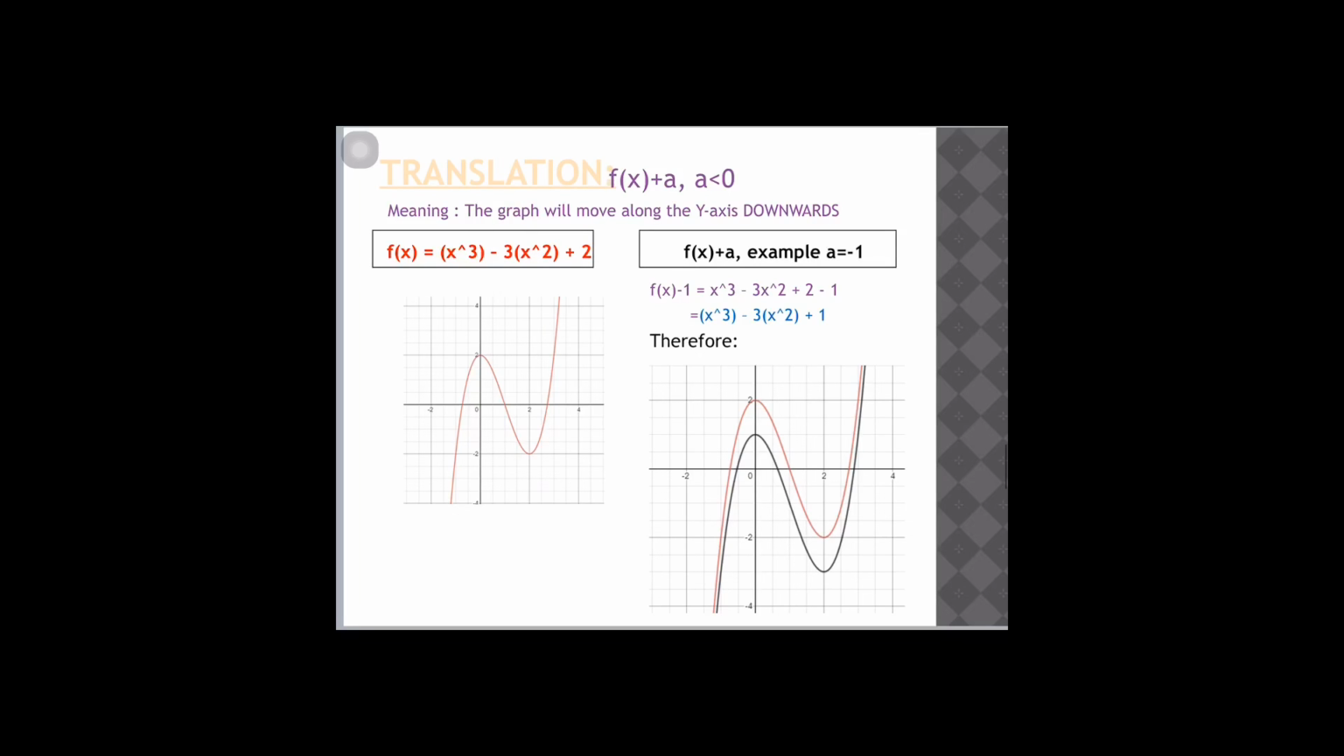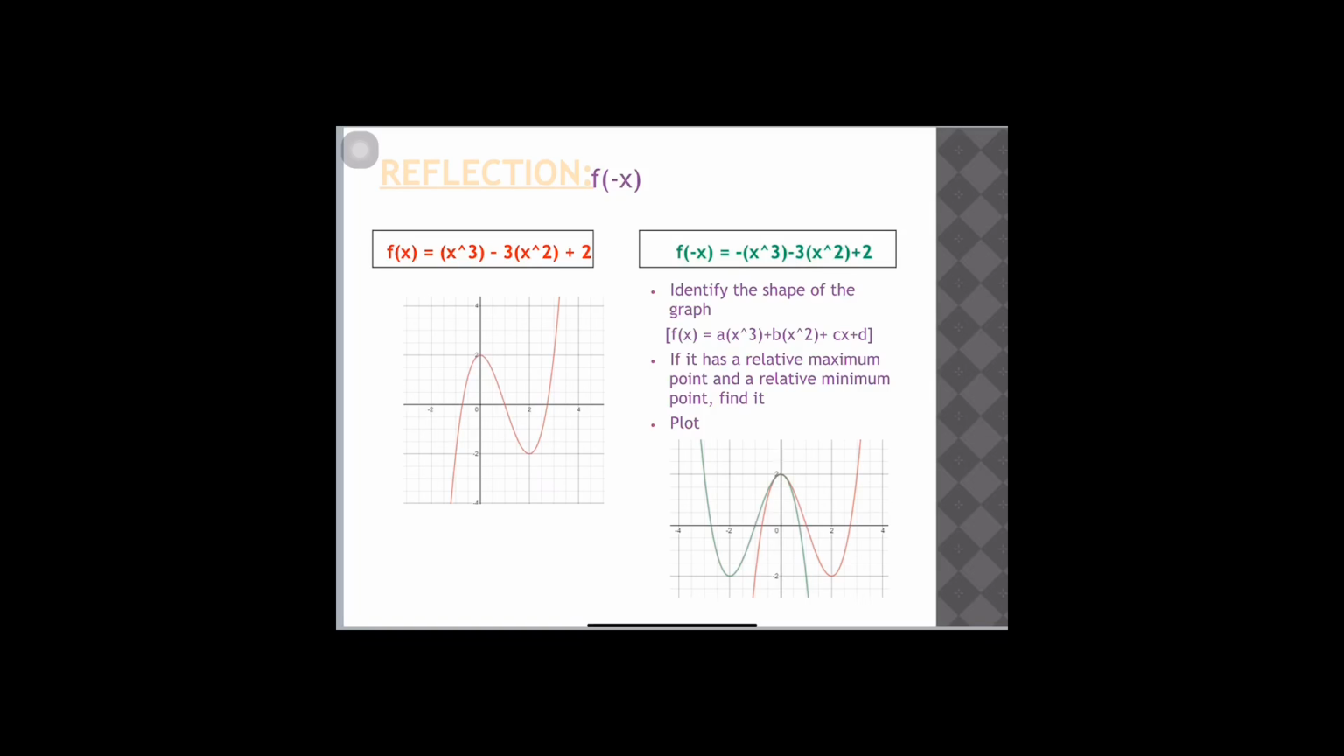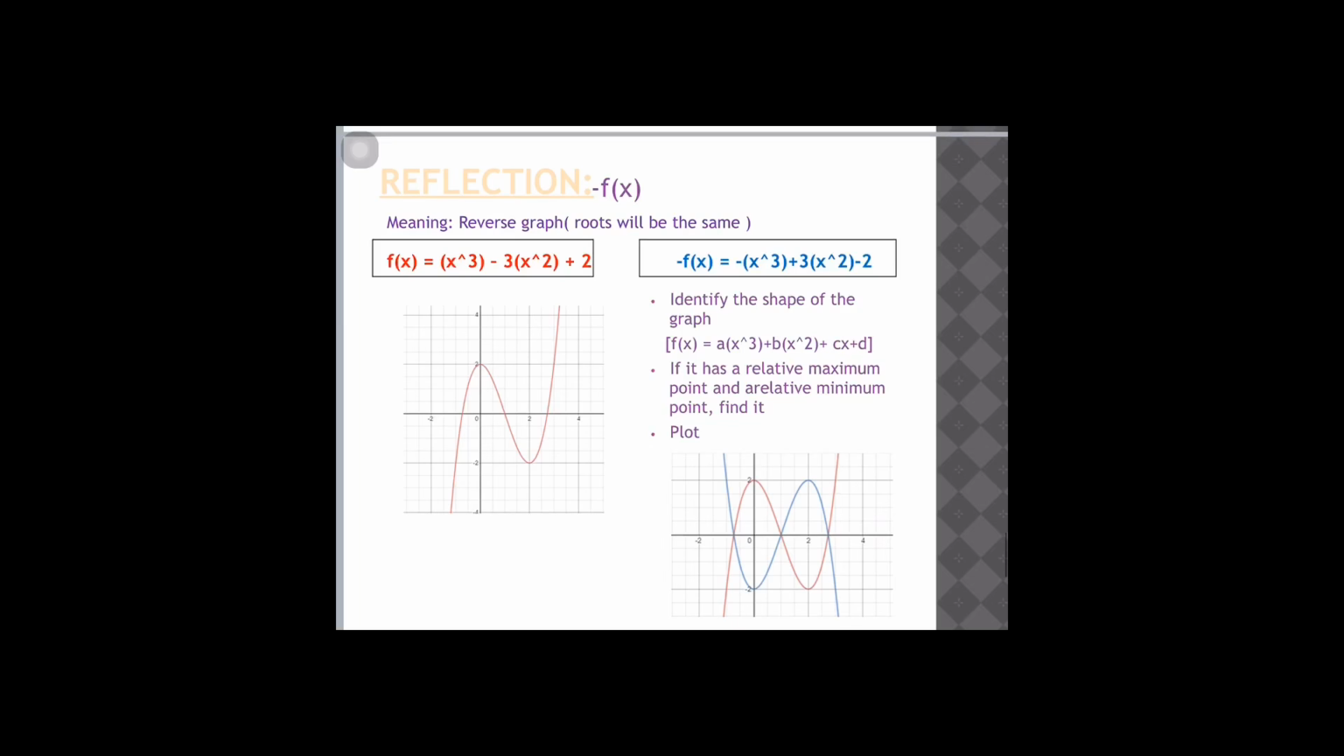For reflections, if the negative sign is integrated into the f(x) function, the reflection is on the y-axis. If the negative sign is in front of the f(x) function, it means the reflection is on the x-axis. That's all for translations and reflections.